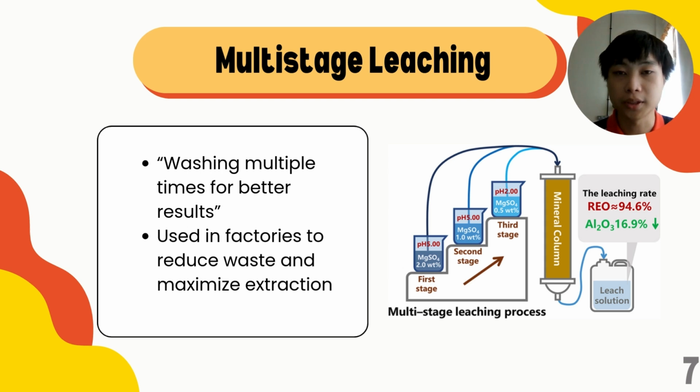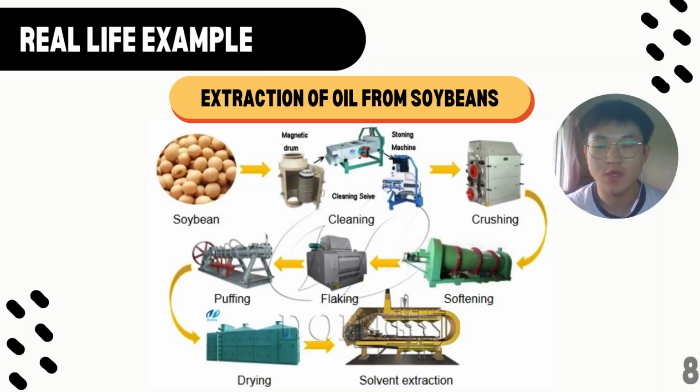Multi-stage leaching is basically washing the solid multiple times to achieve better results. It is like when we wash clothes, we wash it several more times to remove more detergent. Multi-stage leaching is important to reduce waste and maximize extraction. There are some real-life examples of leaching. The first one is the extraction of oil from soybean.